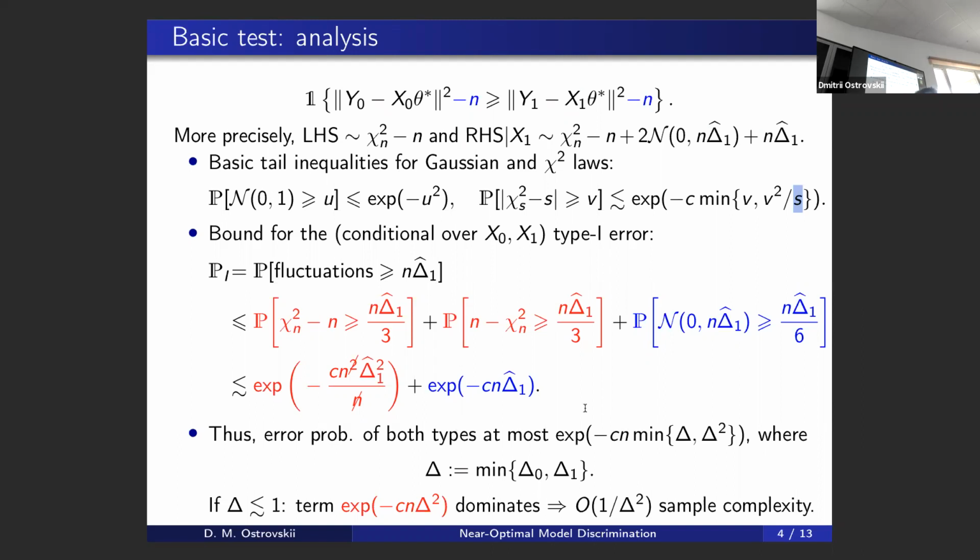Now, I can omit the details. I can condition over the distribution of x. If x is nice, essentially my delta 1 hat will become delta 1 up to some constants and tricks. So the behavior here will still be this. What do we learn from this? Under the very mild assumption that delta is at most 1, because if delta is bigger than 1 it's roughly like 1 sample is enough anyway, and there is no problem, then delta squared will be smaller than delta. And so my error is actually exponential of minus n delta squared. And so my sample complexity is 1 over delta squared.